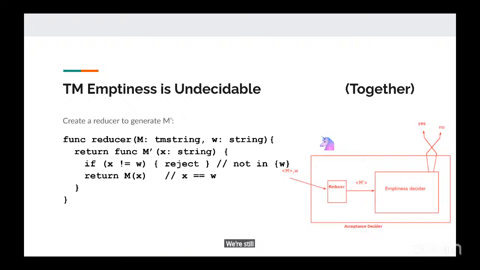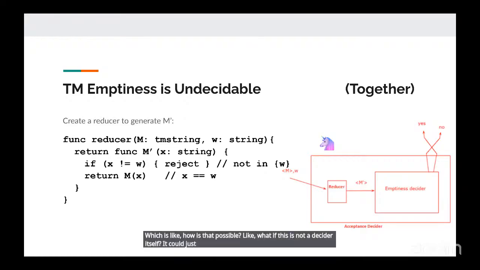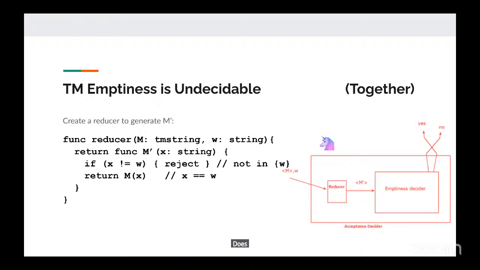we're still kind of running the machine in this function, which is like, how is that possible? What if this is not a decider itself? It could just run forever. So doesn't that mean that this is going to run forever? Does it? Thoughts? The answer is no. And it's because, like I said before, we're never actually executing this function.